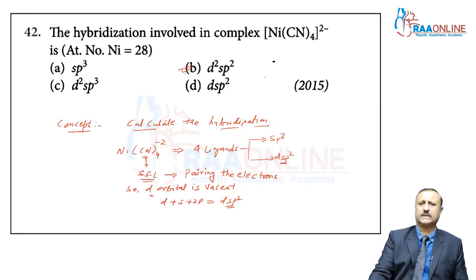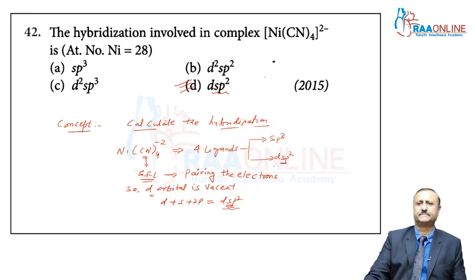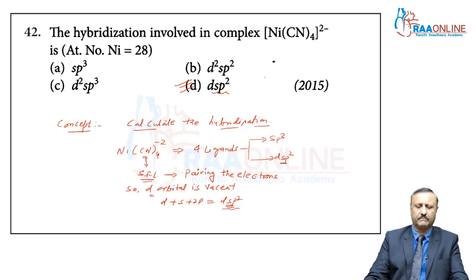So, my dear students, your answer is B. Question number 42, you get the answer. Since dsp2 is present in D, not B, your answer is D. Now, my dear students, we can go to question number 43.